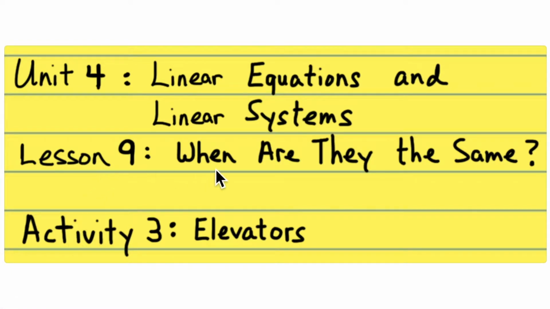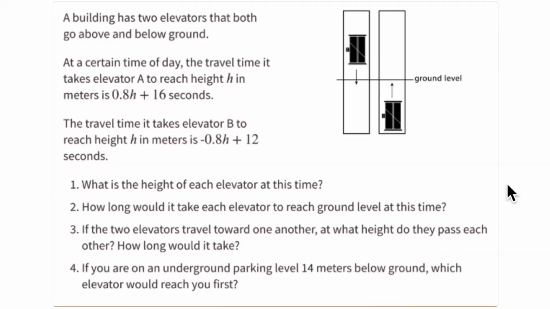This is lesson 9, when are they the same? And this is activity 3, elevators. There are 2 elevators in this activity. One of the questions is, when are they at the same height as they travel up and down, as they move up and down? So here are the 2 elevators, and the authors give you 2 expressions.